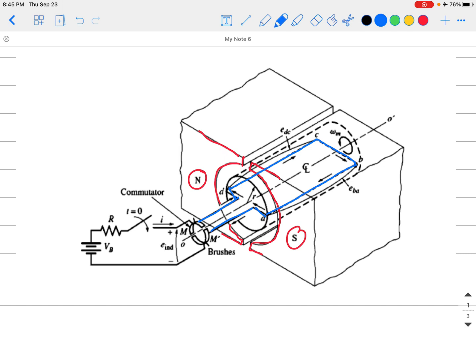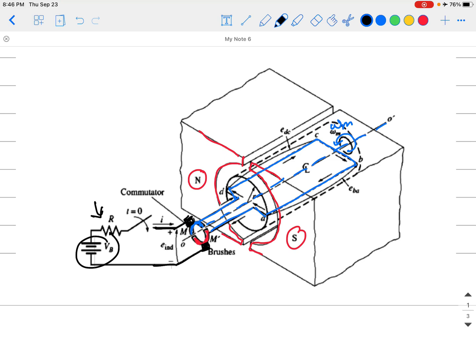And this loop rotates around this axis, so this is the axis of rotation, and it rotates around this by speed omega m, like you see here. And here are your pieces of commutators. So this is a piece, and that's another piece. And now you'll find your brushes here and a brush there, and now you're going out to an external circuit. So I have here a supply VB, it's a DC battery, because it's a DC machine of course, and an external resistor like this.